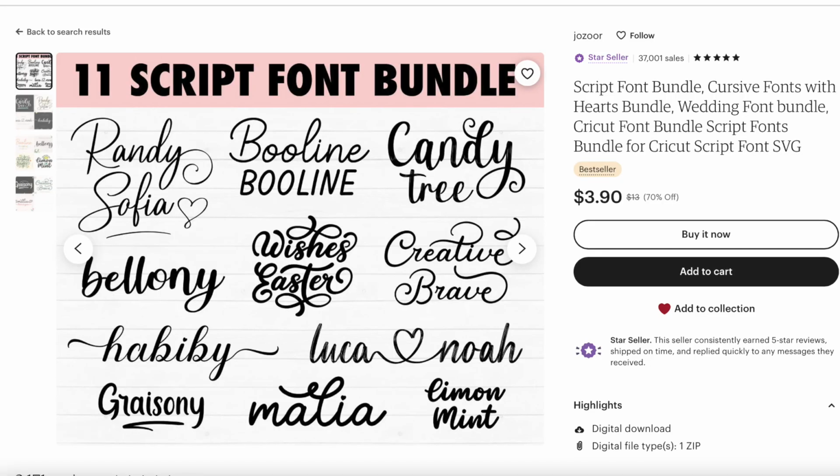Number 2 would be a font bundle. So this would be like a bundle of maybe 50 script fonts that they can download, and a bundle, because no one's going to want to buy one font unless it's really spectacular. I would bundle together a lot of similar fonts or complementary fonts that go together, and I would sell this for $5 or less, maybe $2, maybe $1.99.